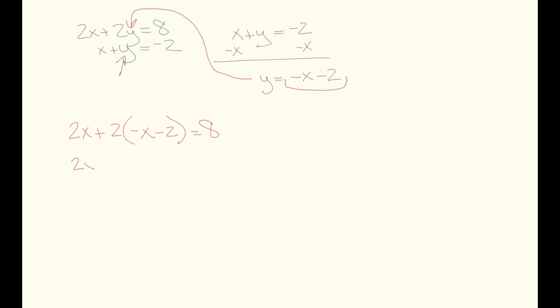Then use the distributive property, so 2x plus 2 times a negative x. So 2 times a negative x would be a negative 2x. 2 times a negative 2 is a negative 4. That equals 8. So what happens here, when we combine like terms, 2x minus 2x just is 0. So that kind of crosses itself out. You get negative 4 equals 8.